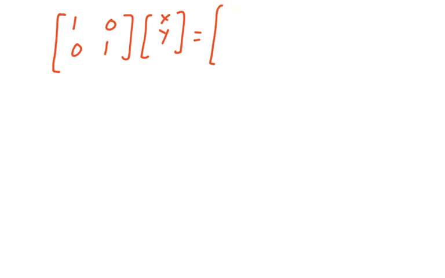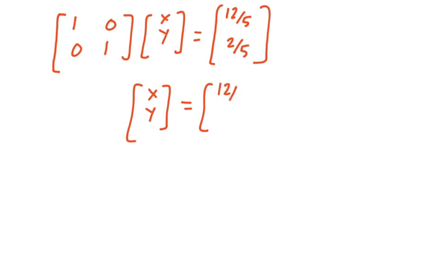Let's write that again. 12/5, 2/5. But if I take the identity matrix times xy, we get the column vector xy. And then we get 12/5, 2/5 on the other side. And so reading this off directly, we get x equals 12/5, y equals 2/5. Now, it doesn't hurt to check, right?